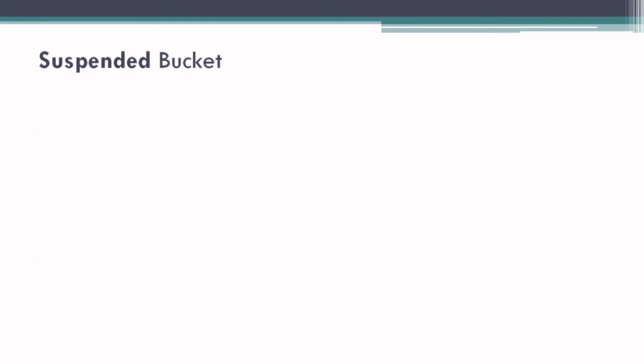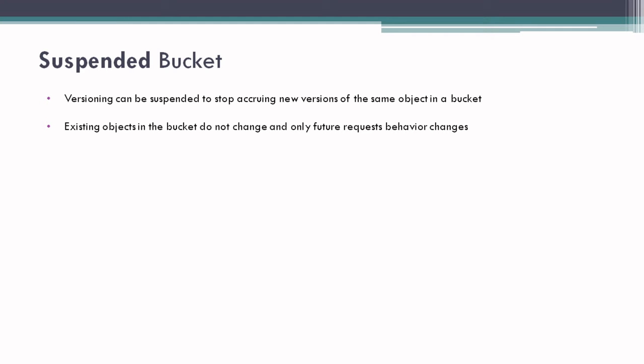Okay, now moving to the next part, suspended bucket. So what is a suspended bucket? If you no longer want to enable versioning, you can go ahead and suspend the versioning. Then the bucket will be in the suspended state. Versioning can be suspended to stop accruing new versions of the same object in a bucket. So if you want to stop versioning, you can suspend the bucket. Existing objects in the bucket do not change, and only future request behavior changes.